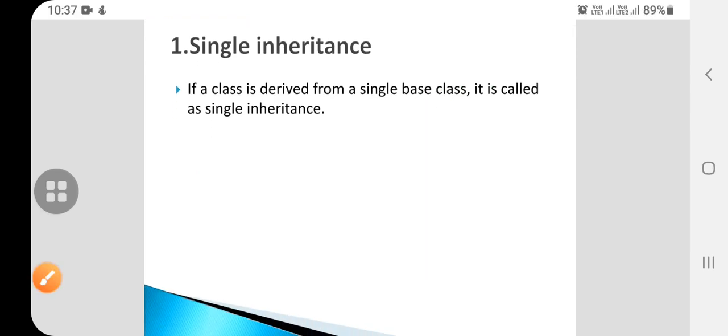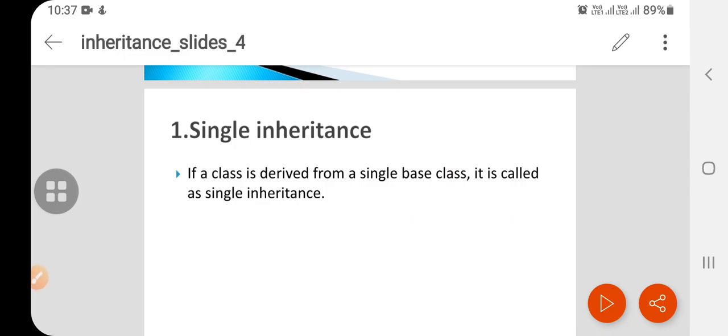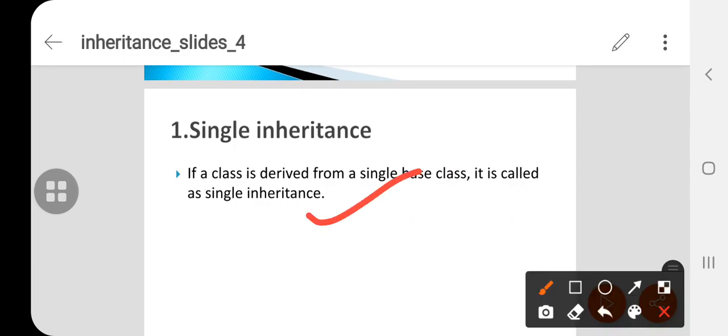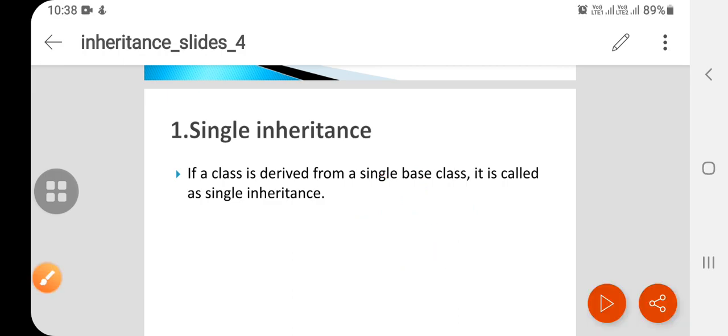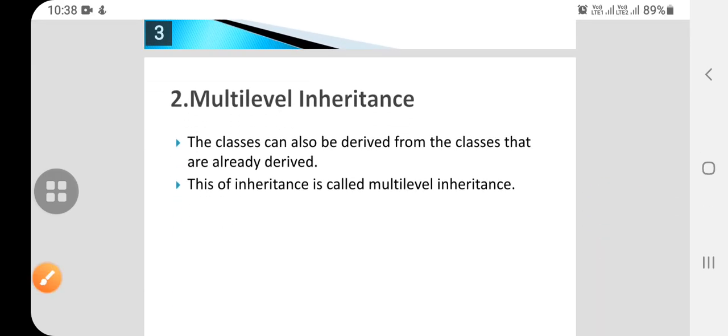So in single inheritance there will be only one base class and only one derived class. The definition goes like this: if the class is derived from a single base class, then it is called single inheritance. This is a derived class and this is a base class. Always the base class will be at the top and the derived class will be at the bottom. Dear students, let me move on to the second type of inheritance.